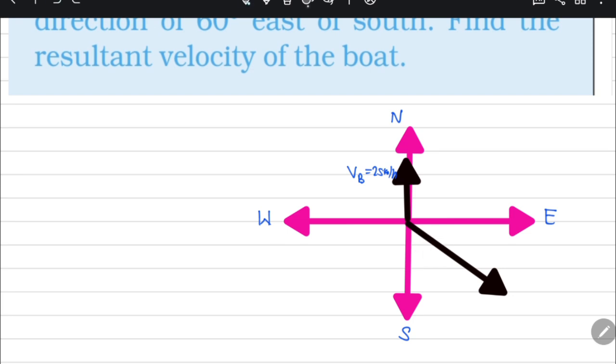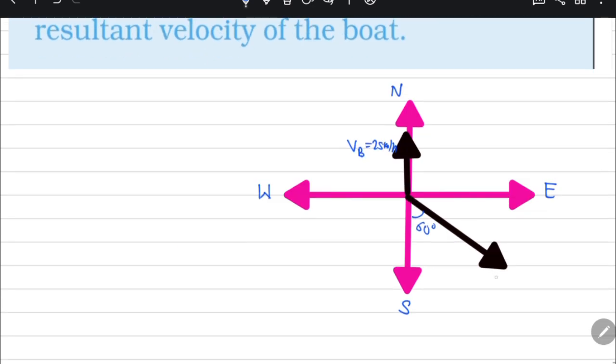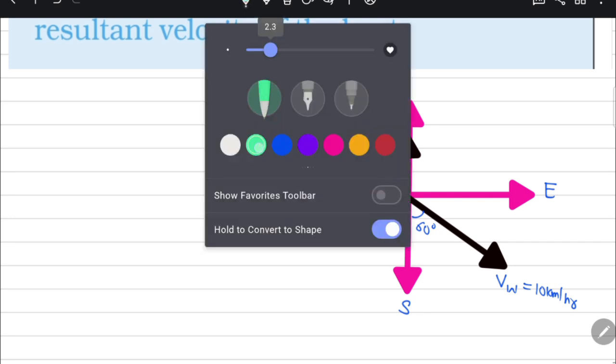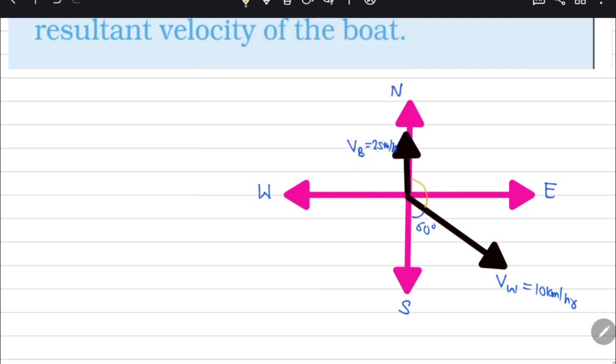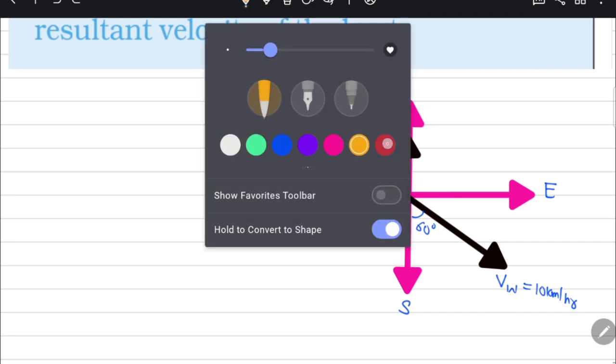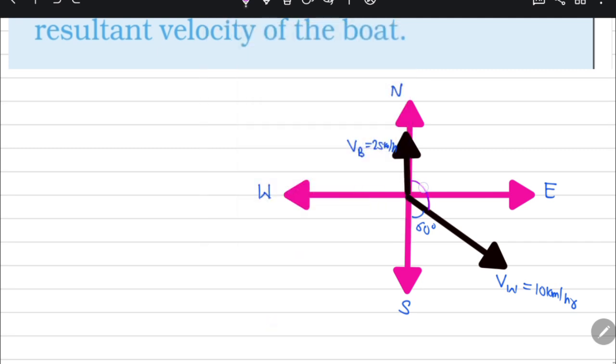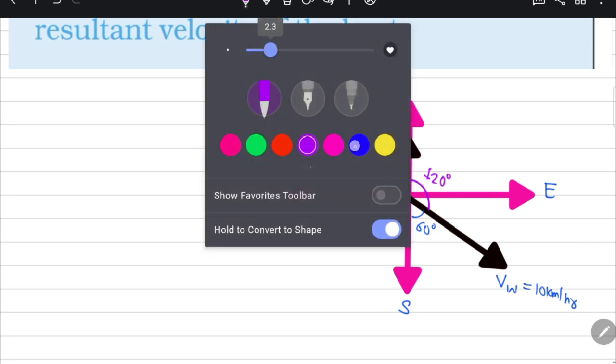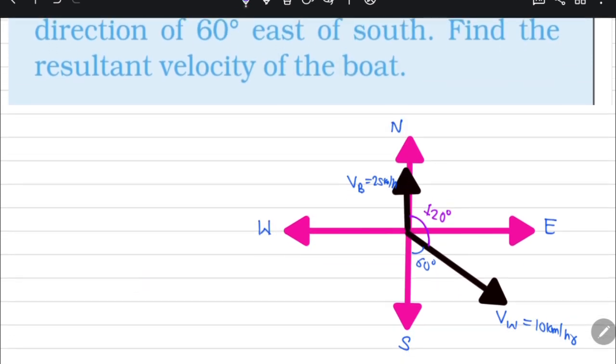And this angle is 60 degree. And this is velocity of water, that is 10 km per hour. So you know this is 60 degree. So definitely this angle is how much? Let us show with a different color so that you can recall it easily. This angle is 120 degree. Right? So they are asking to find the resultant velocity. So we can just apply directly the resultant vector velocity formula.